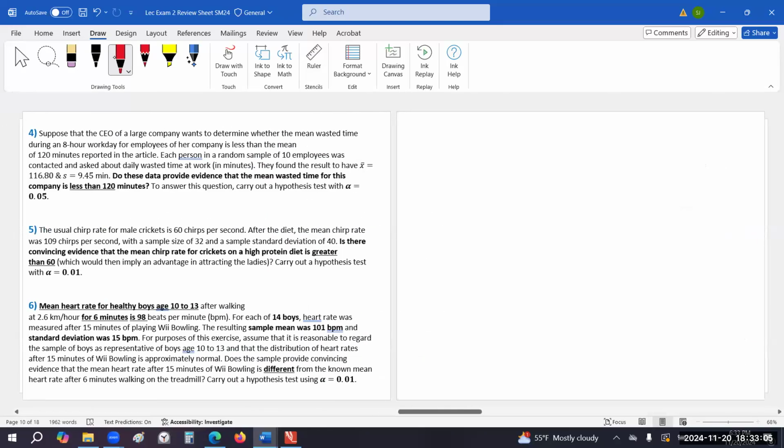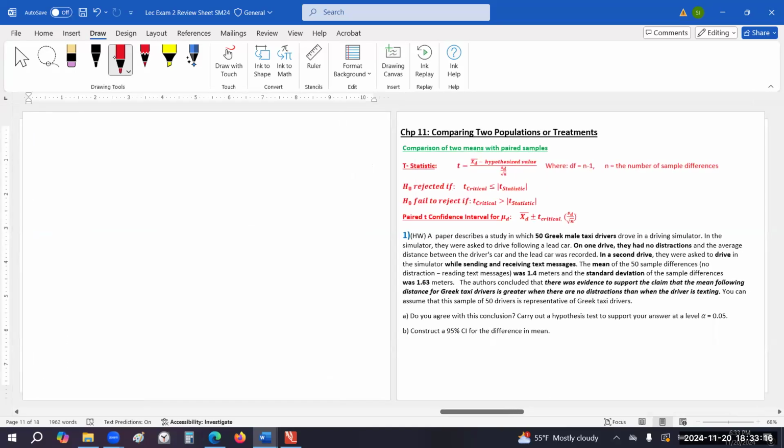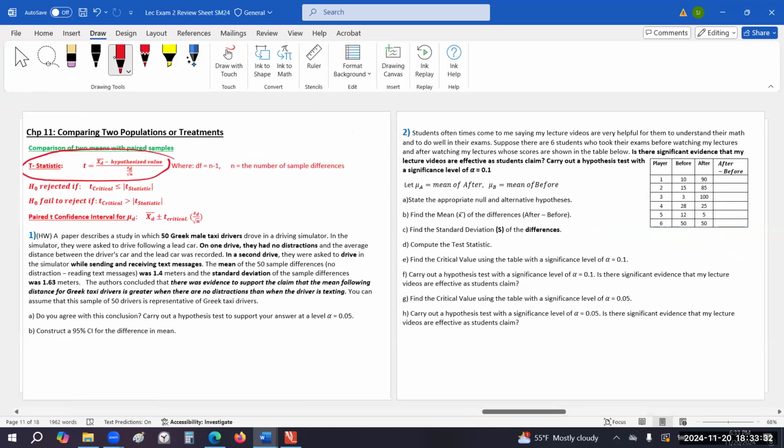So all these questions, I believe I went over in class. If you want to see the solution, you need to just look at the lecture notes. Now, chapter 11, it compares two population treatments. But to make your life easier, I'm telling you that I'm going to give you a paired sample t-test. It means something like this one, the right page.